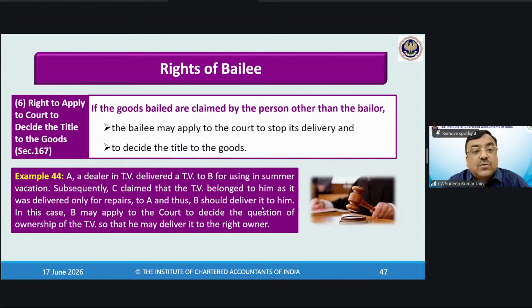Right to apply to court to decide the title of the goods. Who is the owner? Title means ownership.